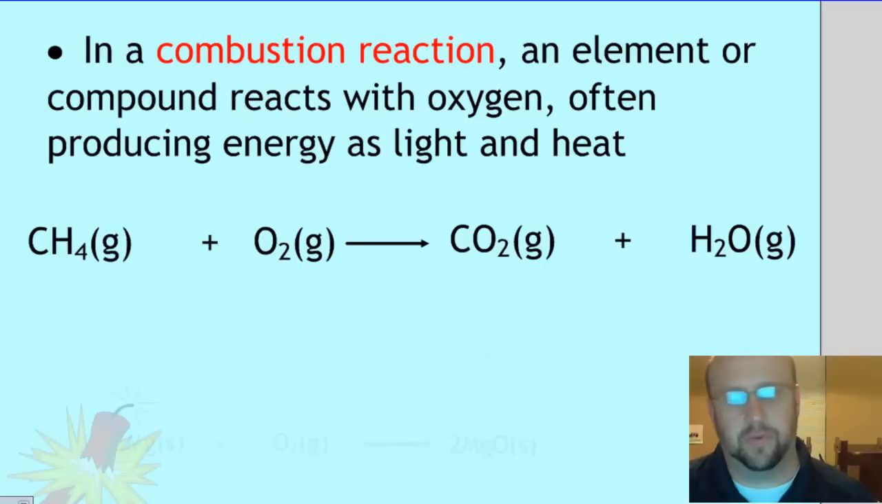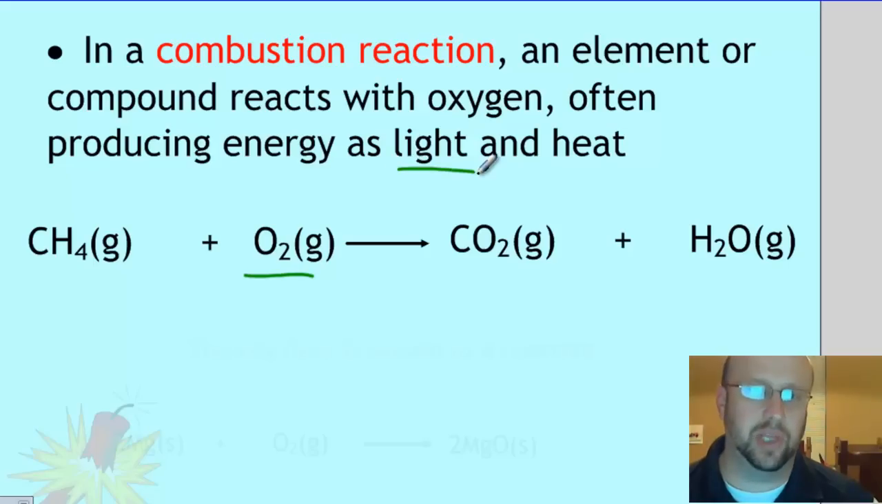The next major type of reaction is what's called a combustion reaction. And again, it's pretty much what it sounds like. Combustion implies burning. In a combustion reaction, you have some compound that is going to burn. And what burning means in a chemical sense is that something is combined with oxygen. When that happens, it's going to give off energy as light and usually as heat as well. Sometimes the heat's a little less recognizable, but usually as light and heat.